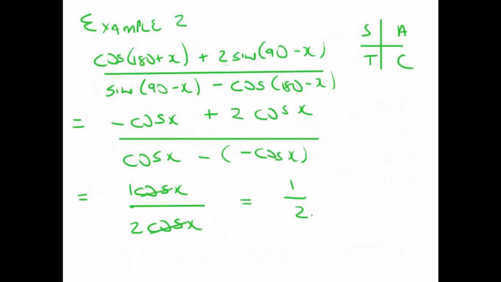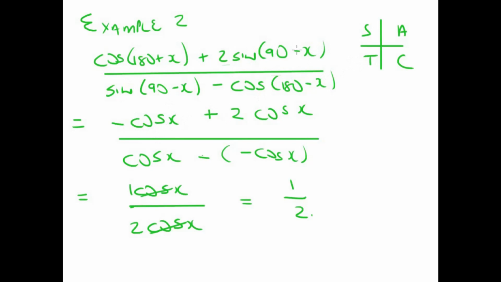Let's look at another example. We have cos of 180 degrees plus x plus 2 sine of 90 minus x divided by the sine of 90 minus x minus the cos of 180 minus x. Okay, so what does that give us? Let's work it out one at a time, because whenever we face these big sums, they seem to be a little bit overwhelming. But if we work them out one term at a time, it's really not that bad. So let's look at cos of 180 plus x. Which quadrant is that? It's in the third quadrant. And cos in the third quadrant is negative. So that's negative cos x.